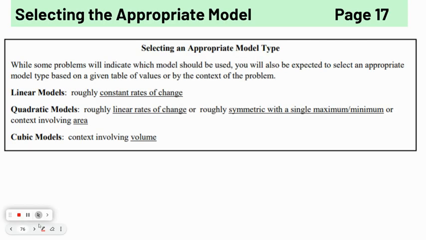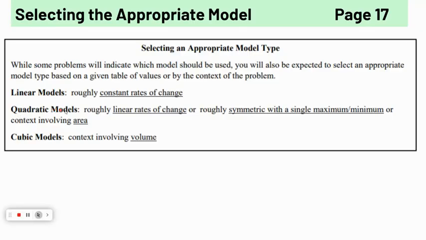All right, so the question comes, how do I select which model I want to use? How do I know if it's linear, quadratic, or cubic? When we talk about linear models, we're talking about those constant rates of change. So it's going up or down by that same amount every single time. Approximately. These are real world situations, so they're not going to necessarily be perfect.